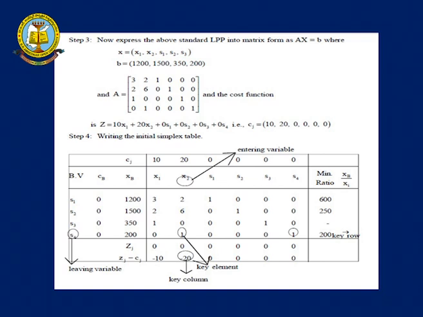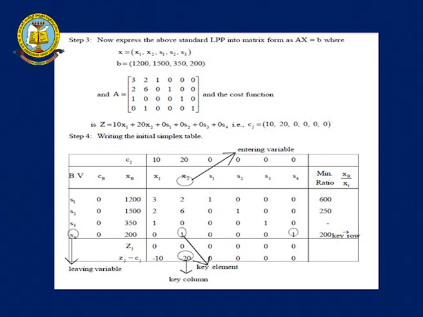The initial basic feasible solution: we have to pick the identity matrix 1 0 0, 0 1 0, 0 0 1. Therefore s1 equal to 1200, s2 equal to 1500, s3 equal to 350, and s4 equal to 200. With the help of this we calculate all zj minus cj values. So zj minus cj values are minus 10, minus 20, 0 0 0. Among these, which is the most negative? Minus 20 is the most negative, so that is the entering vector.